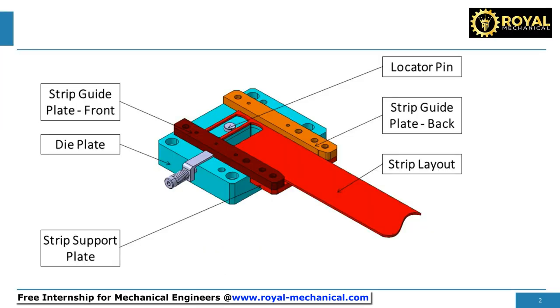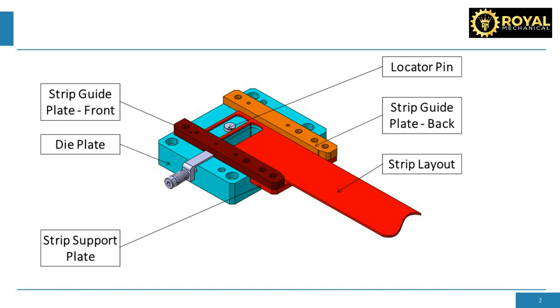Welcome. We have designed the strip guide plates, the strip support plate, and the locator pin in the previous lesson. Remember, we had provided a 1 mm gap between the strip layout and the front strip guide plate. This gap was provided to ensure easy feed of the strip into the press tool.